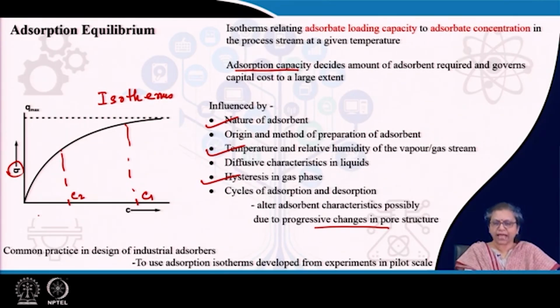Even if there are some data on gas phase adsorption on fresh adsorbents, in liquid phase adsorption there is still less data. So whenever you have to design industrial adsorbers, what is the conventional practice? Just before the design, experiments are performed at pilot scale in order to develop the adsorption isotherms with the adsorbent which will be used, along with the adsorbate which has to be adsorbed, under conditions which mimic the actual process conditions. With the actual feed stream and the actual adsorbent, experiments are performed to develop these isotherms, and from the experimental data we generate the isotherms, which are used for the design of adsorber beds.